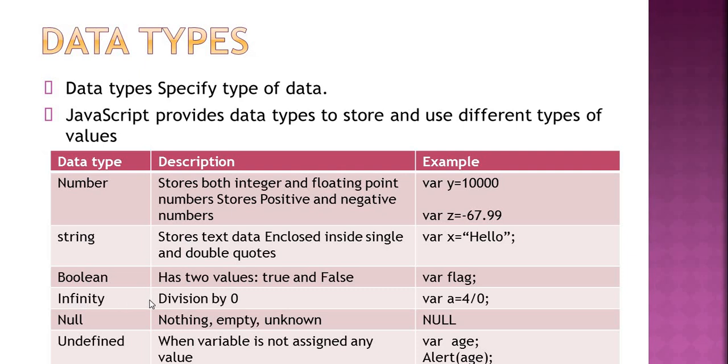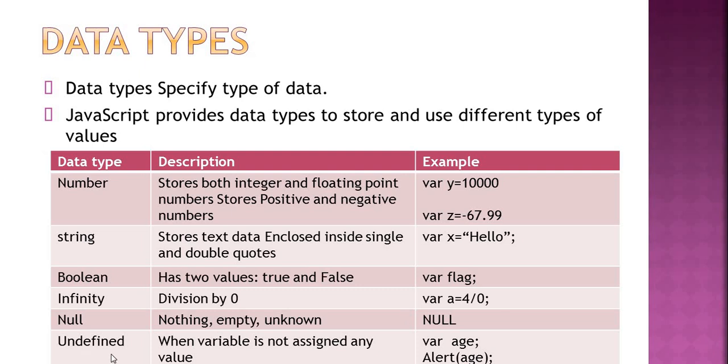Next, infinity, division by 0, var a equal to 4 divided by 0. If accidentally in the code we have specified certain divisions by 0, then it takes the data type as infinity. Next, null. Null means nothing, empty, unknown. It is written as capital N-U-L-L.